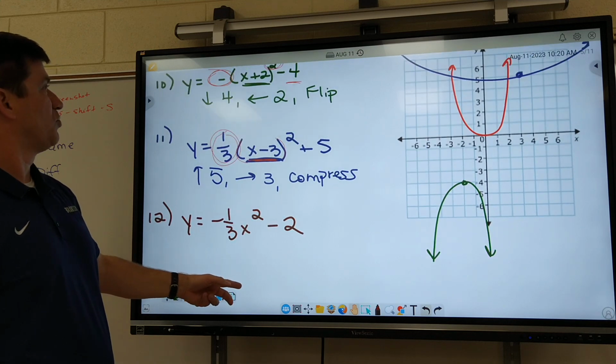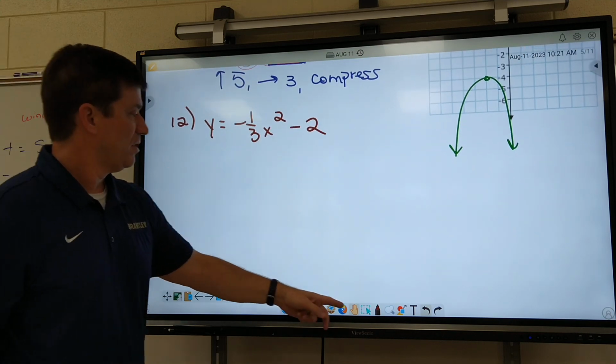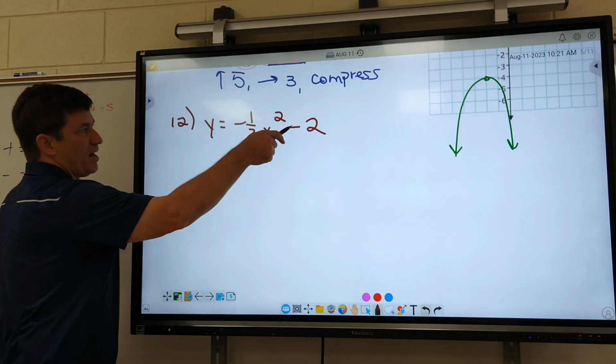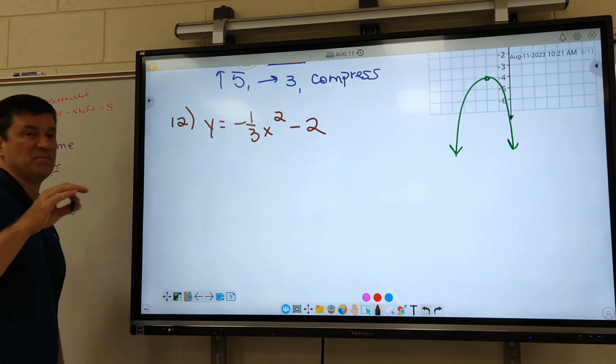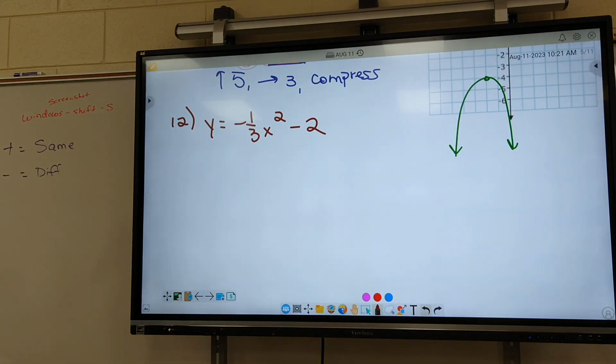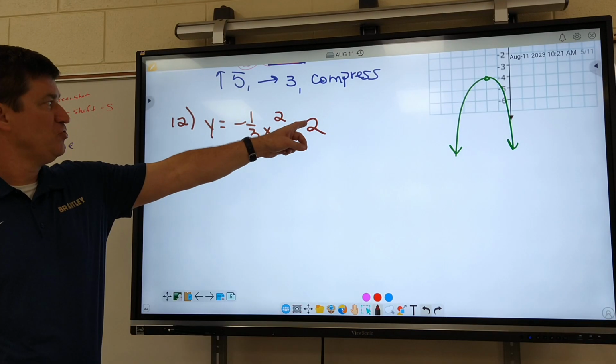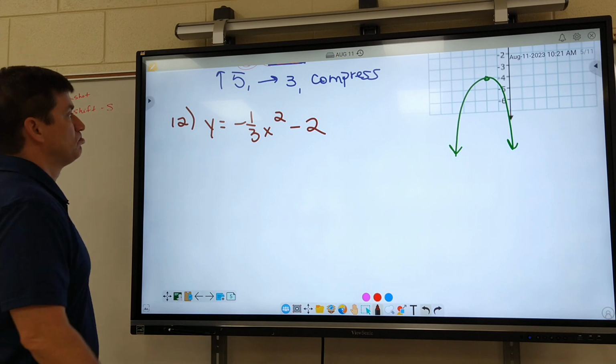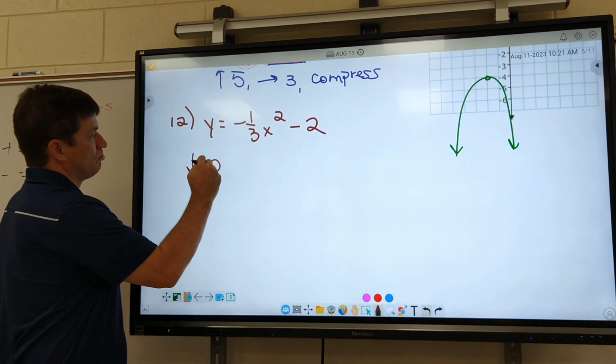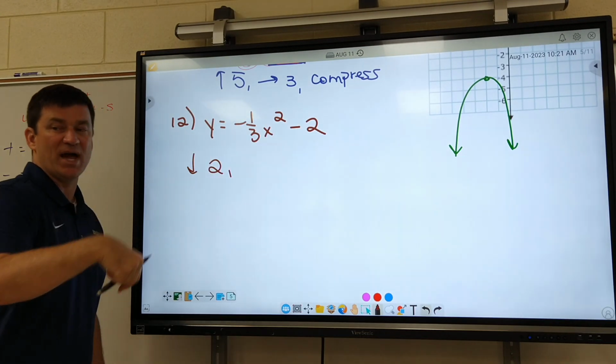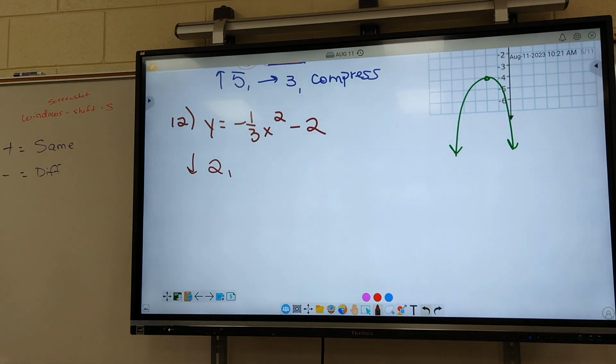All right, so we're on 12. All right, so Griffin, we start in the back. Minus 2. All right, first of all, 12 is missing something that the other ones had. What's it missing? Parentheses. All right, so that means we get to skip the part about going right or left. Just skip it. So Griffin, you look in the back. Is that going to be going up 2 or down 2? Minus 2 means it's going down 2. Plus 2 means it's going up 2.